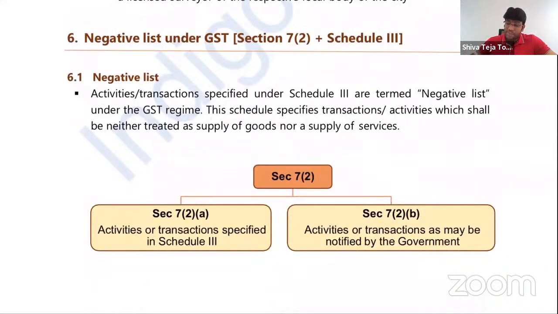Negative list in GST. We're talking about those cases where transactions are neither regarded as supply of goods nor regarded as supply of services. There are some transactions given by Section 7(2) read with Schedule 3, which deals with the concept of transactions which are neither regarded as supply of goods nor regarded as supply of service. That means it is not supply of goods, it is not supply of service. What are those?